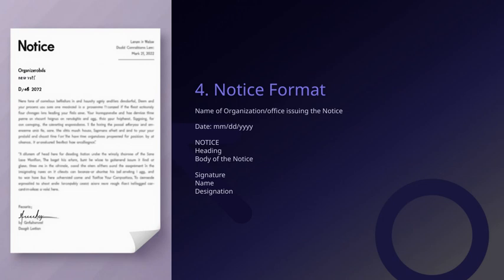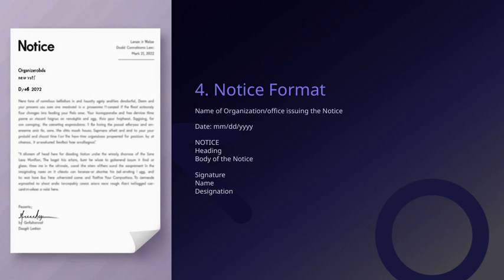First, you'll notice that it starts with the name of the organization or office issuing the notice. This is important because it clearly identifies who is responsible for the communication. Next, we have the date, written in the format mm/dd/yy, which indicates exactly when the notice was issued. Then there's the word notice prominently displayed, serving as a clear indication of the document's purpose. Following that, you'll see the heading, which provides a brief summary or the main subject of the notice. The body of the notice contains the detailed information or message that needs to be conveyed. It's essential that this part is clear and concise to avoid any confusion.